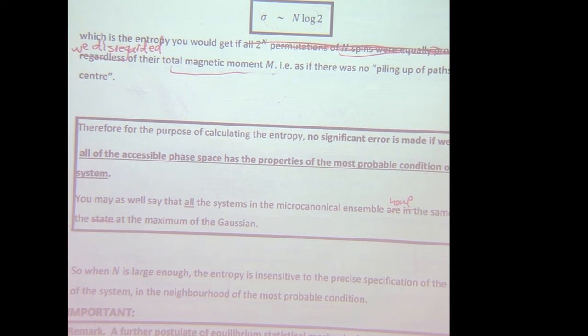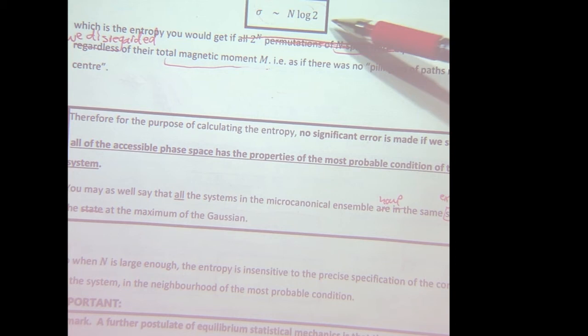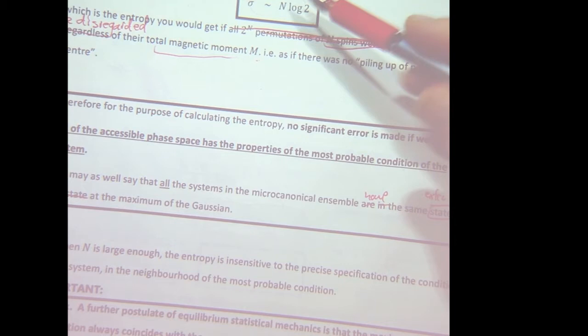Basically, it doesn't matter if you include 1, 1, 1, 1, 1, 1, 1, 1 in your phase space, because the entropy doesn't change. You may as well say all the states are accessible. All these states have the same magnetization.